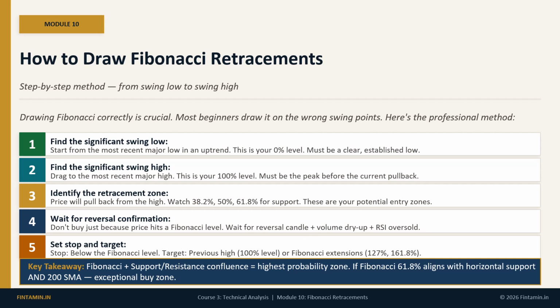How to draw Fibonacci retracements? Drawing Fibonacci correctly is crucial. The most common mistake is using the wrong swing points. For a bullish Fibonacci retracement, start from the most recent significant swing low and drag to the most recent significant swing high. Let your charting platform draw the levels automatically.